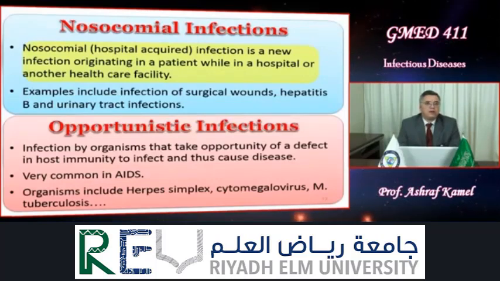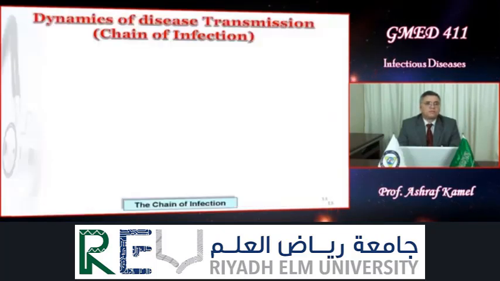Nosocomial infections or hospital-acquired infection is a new infection originating in a patient while he is in hospital or in any other healthcare facility. Examples include infection of surgical wounds, hepatitis B, and urinary tract infections. Opportunistic infections. Infection by organisms that take the opportunity of a defect in the host immunity to infect and thus cause a disease. It's very common in AIDS. The organisms include herpes simplex, cytomegalovirus, mycobacteria, tuberculosis, and others.